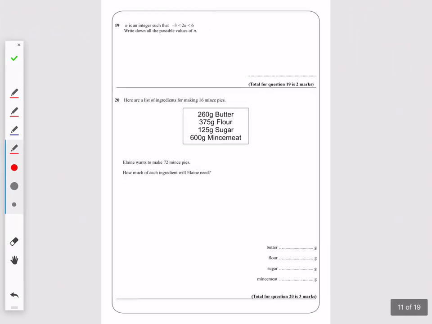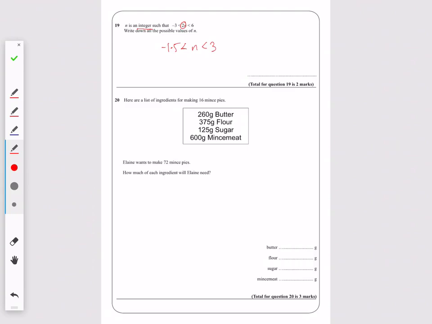Question 19. n is an integer. An integer means a whole number, such that minus 3 is less than 2n, which is less than 6. Write down all the possible values of n. So first of all, we've got 2n in the middle here, so I'm going to divide by 2, and I'll get minus 1.5 is less than n, which is less than 3.